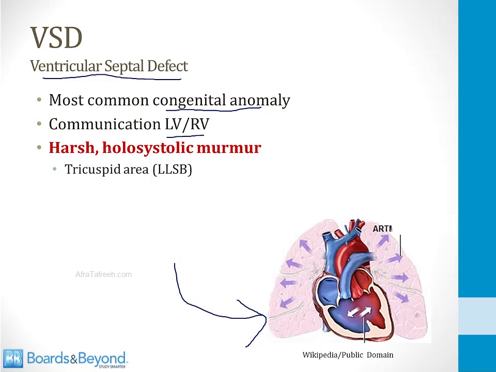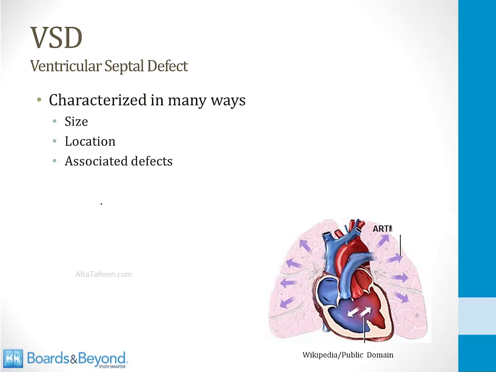And it can lead to a harsh holosystolic murmur that is best heard in the tricuspid area, which is the left lower sternal border. There are many ways to characterize ventricular septal defects. They can be characterized by size, by their location in the ventricular septum. They can be characterized by whether they occur as isolated defects or associated with other defects, and in many, many other ways that you can read in your textbooks.